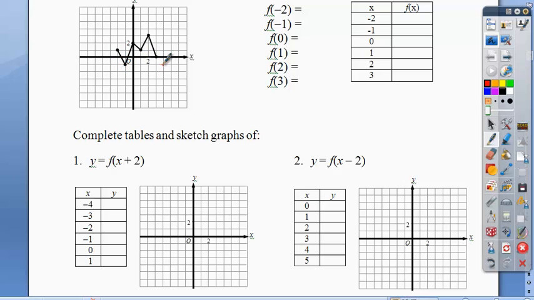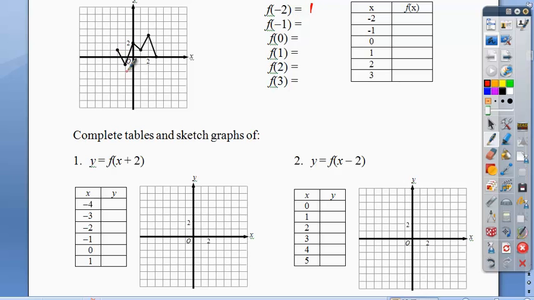So what we're looking at here is not exactly a parent function, it's really just a random graph. All of this that we're about to do is predicated on this random graph. The first thing we want to do is identify what the table of this graph looks like. That's why I'm looking at f of -2. I go to -2 for my x value, and I see where my y is for it, and I see that it's at 1.